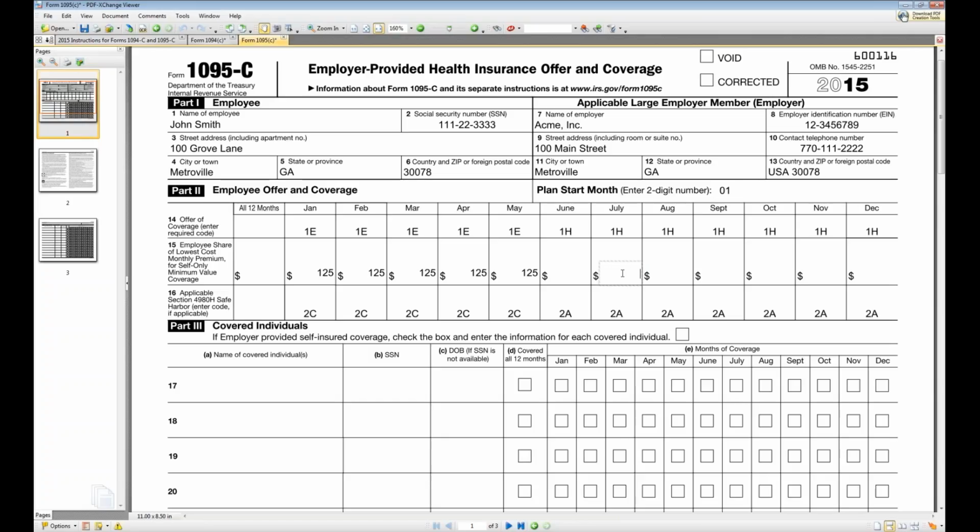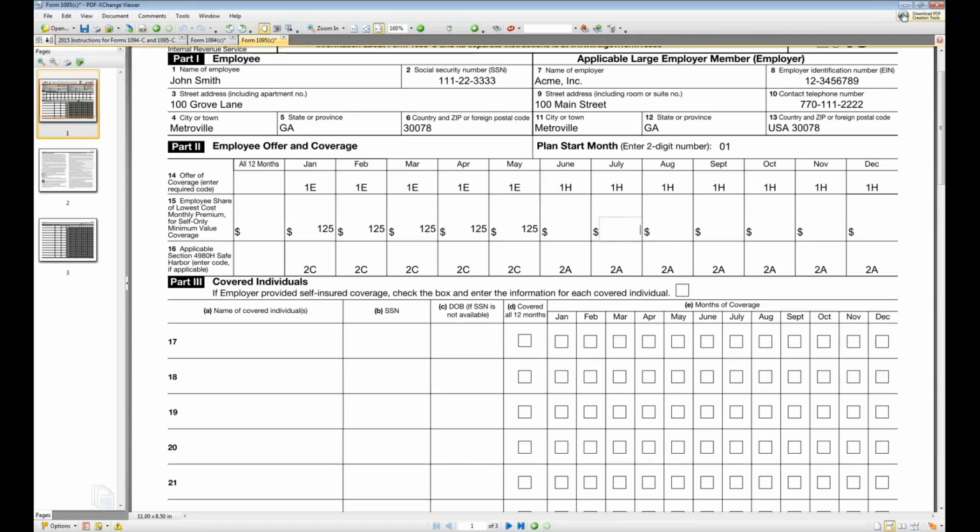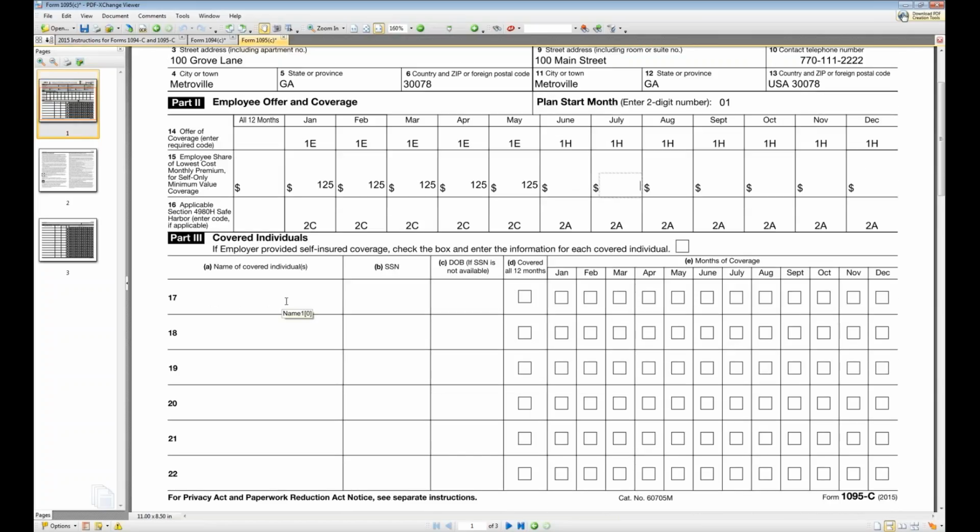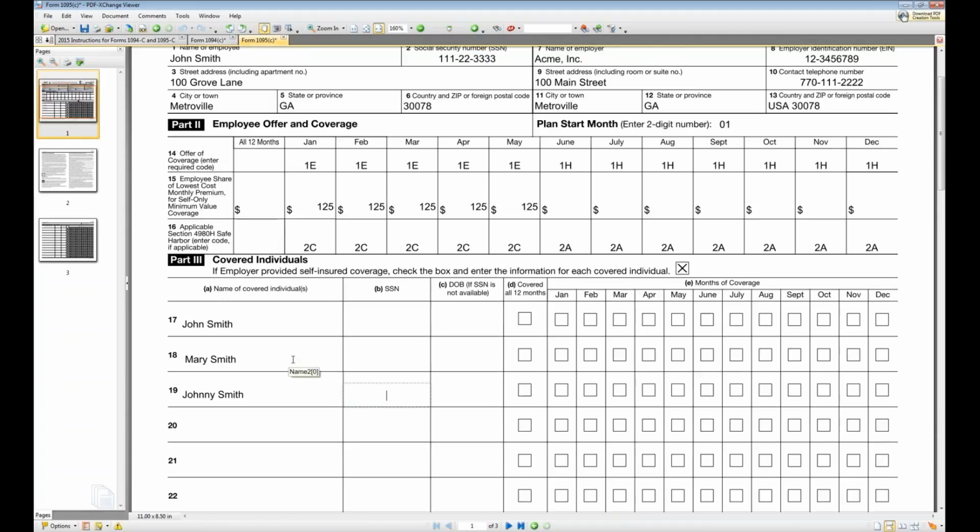And speaking of self-funded plans, you'll see this part 3 at the bottom of the page. A fully insured plan would ignore this. It says if employer provided self-insured coverage, check the box and enter the information for each covered individual. So a self-funded plan would check the box, would enter the information for John Smith, Social Security number, the months covered, Mary Smith, if John had employee spouse coverage, and if he had dependents, they would be listed as well. So a self-funded plan would do that. A fully insured plan will not do it. They will leave it blank.